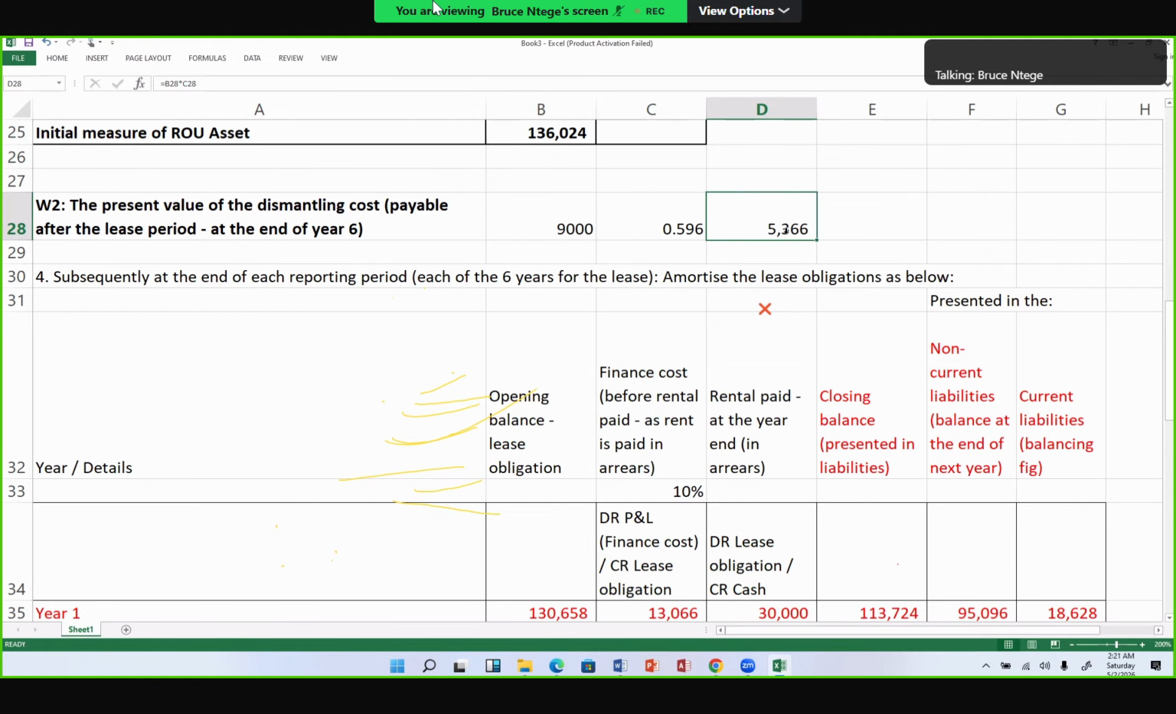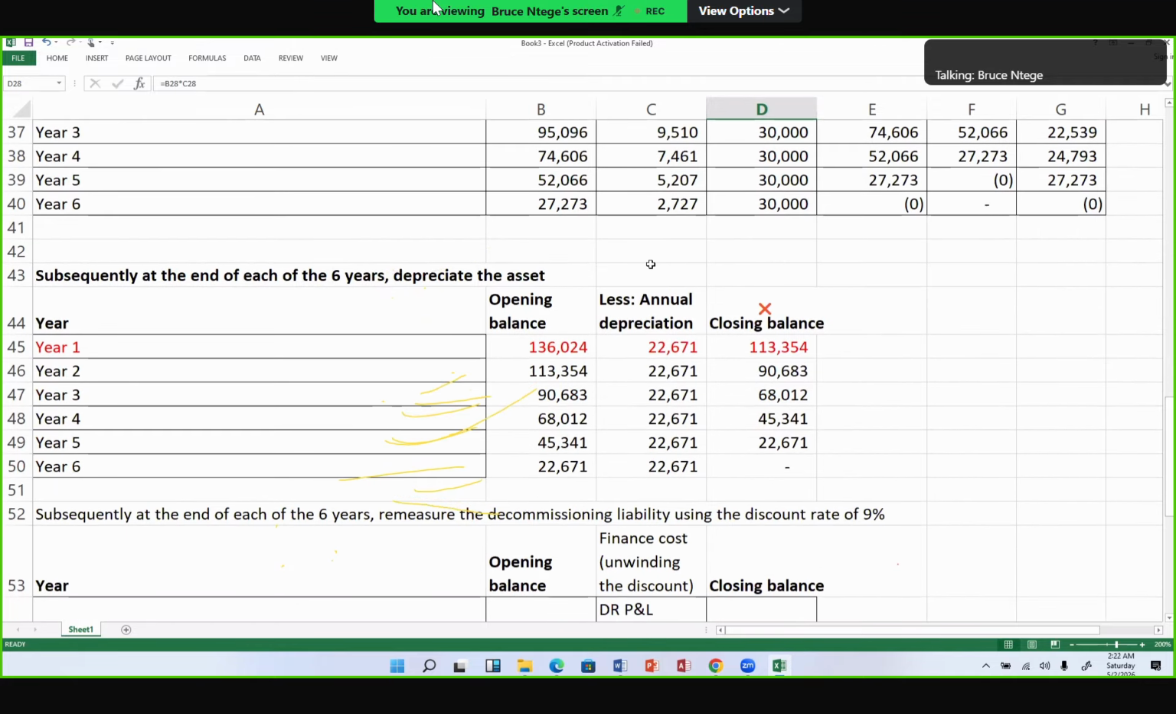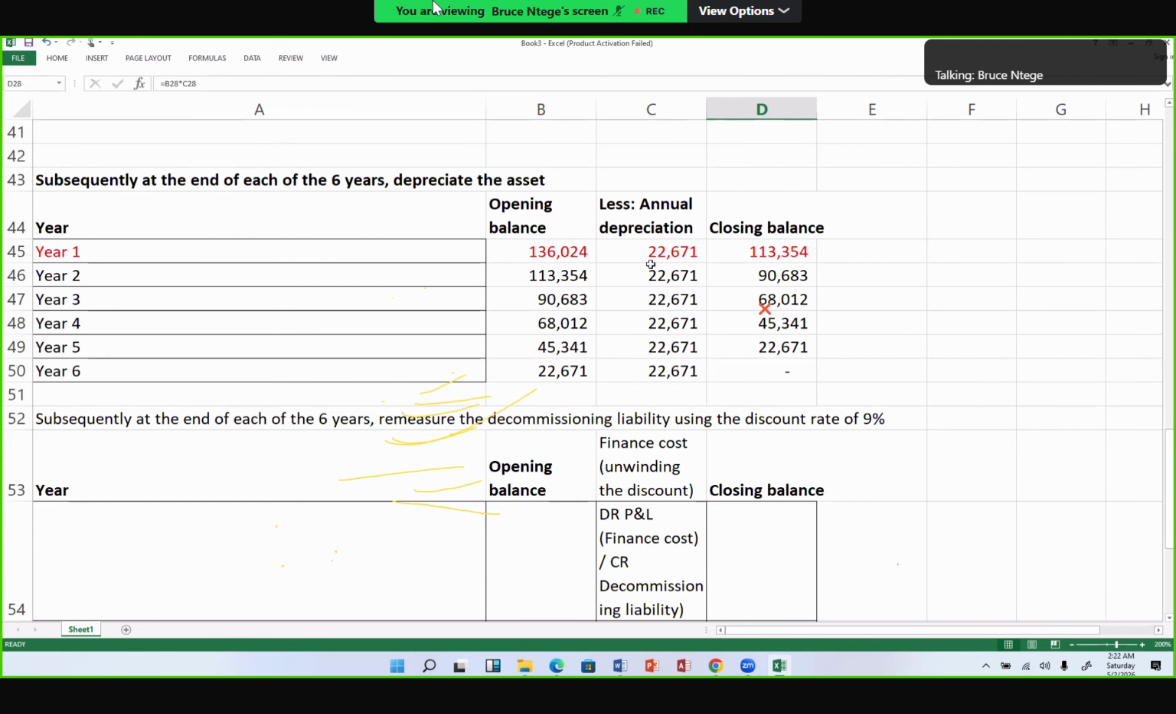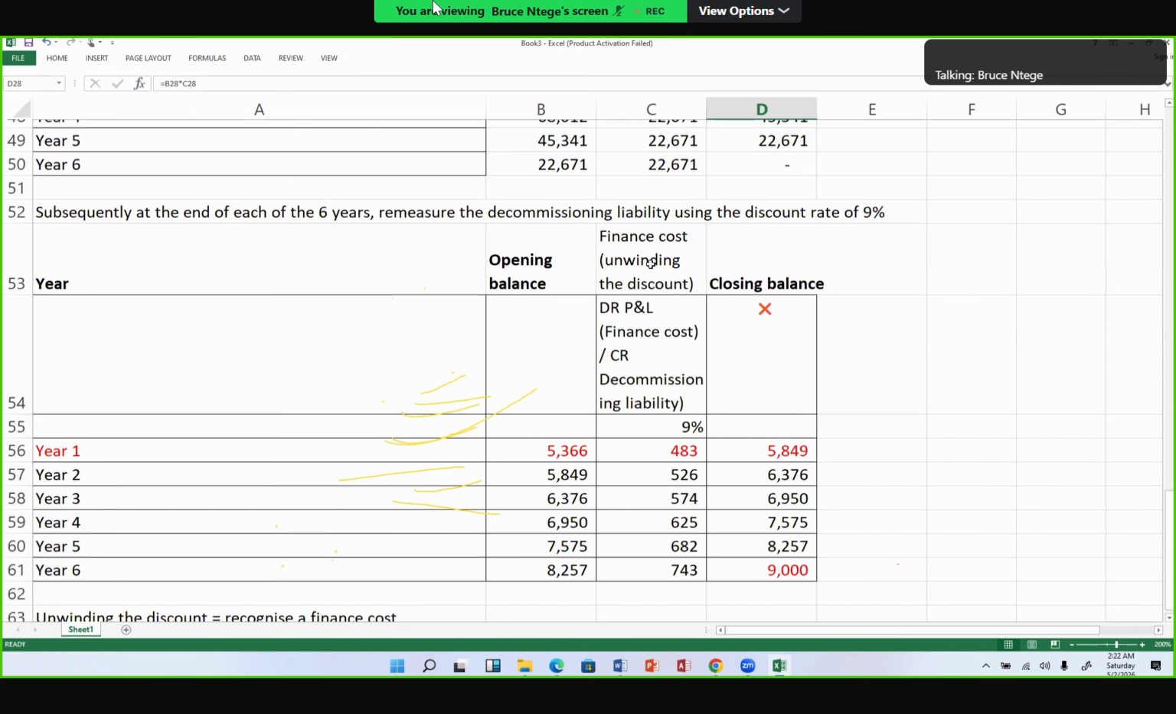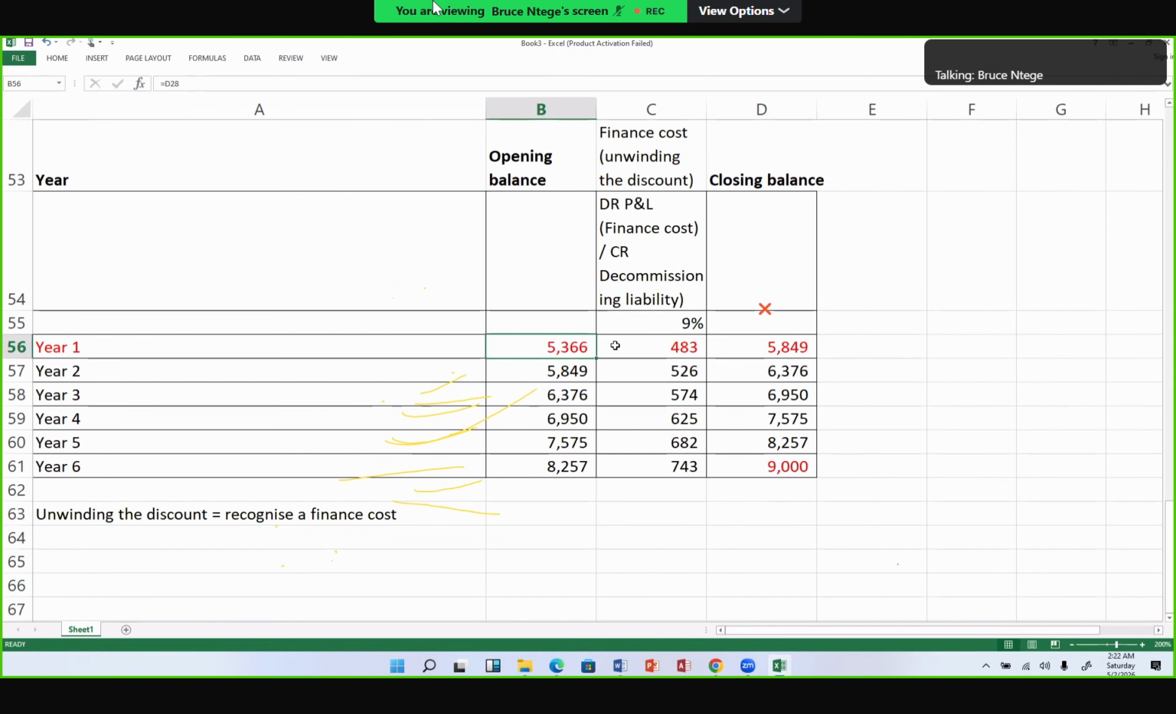The person was asking. Now that 5366 became the initial measure of the decommissioning liability, which we have started. For it, we are measuring each year end by taking into account the finance cost. Up to which point? Up to the point where we finally get it back to the 9,000 at the end of the 6th year. So that's how we got to the 5366. The person was asking.